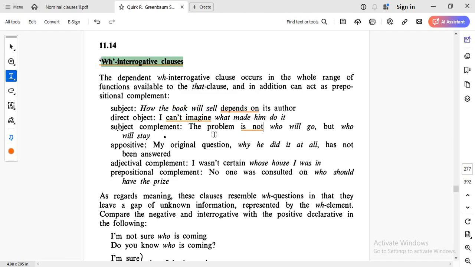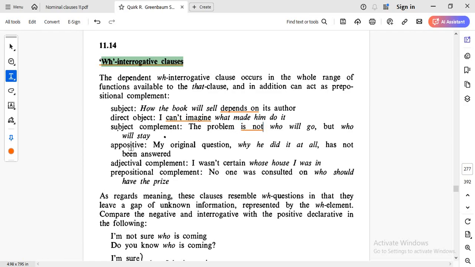Subject complement: The problem is not who will go, but who will stay. Who will go, but who will stay is the WH interrogative clause. It functions as a subject complement because it follows the verb to be, is.